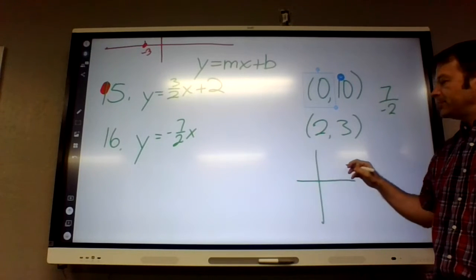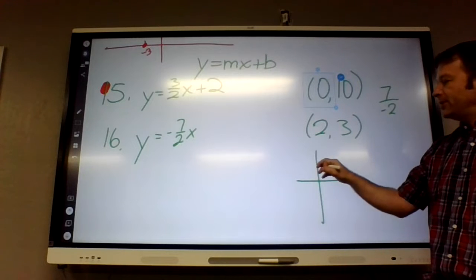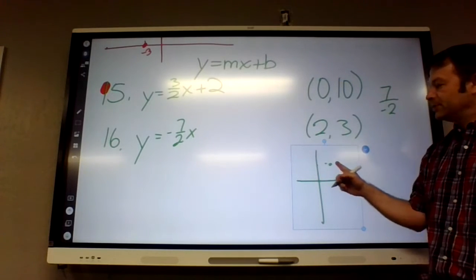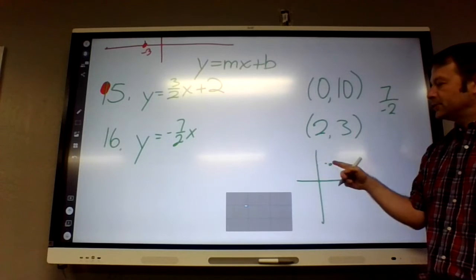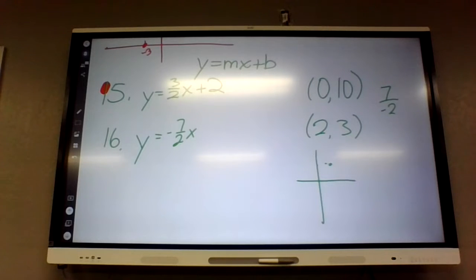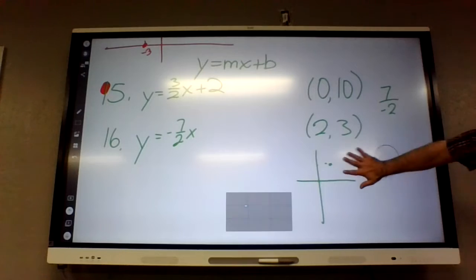Maybe I need the picture, but it's 2 away from the y-axis. So if you go up 7, left 2, you'll be on the y-axis. 7 up. Okay, here's another way. Let's forget that. I don't want to draw the whole picture.